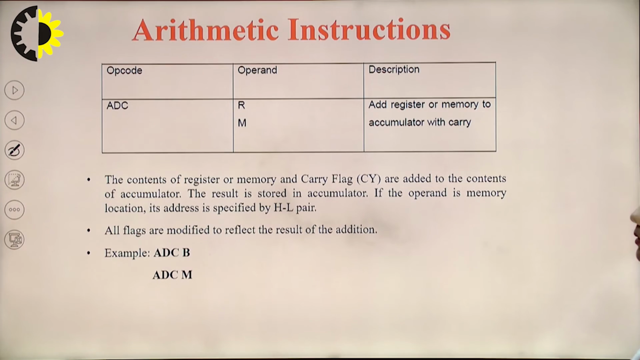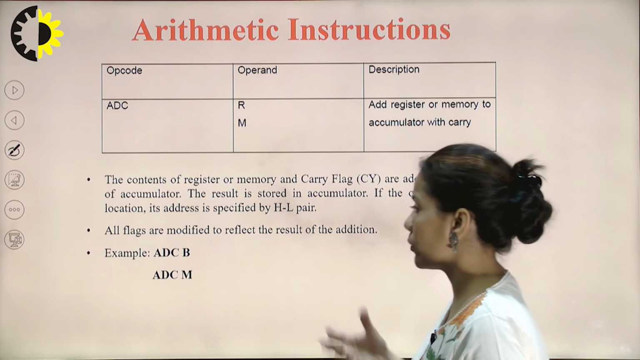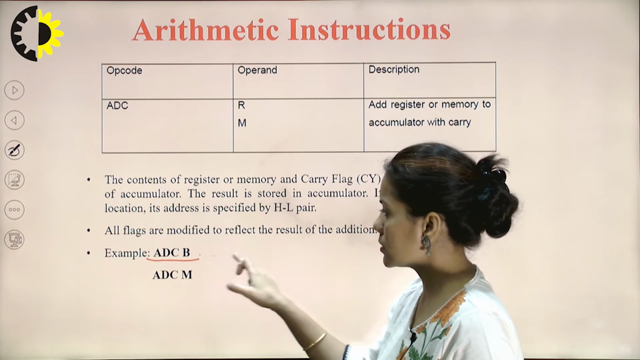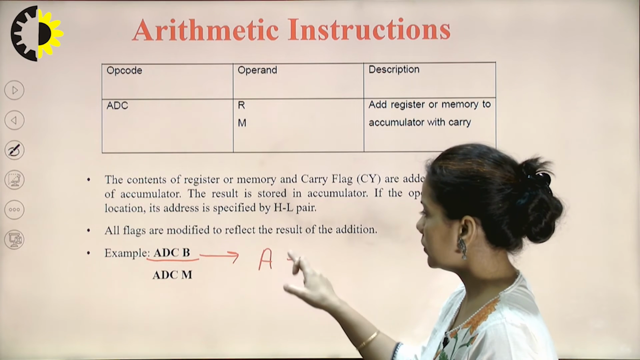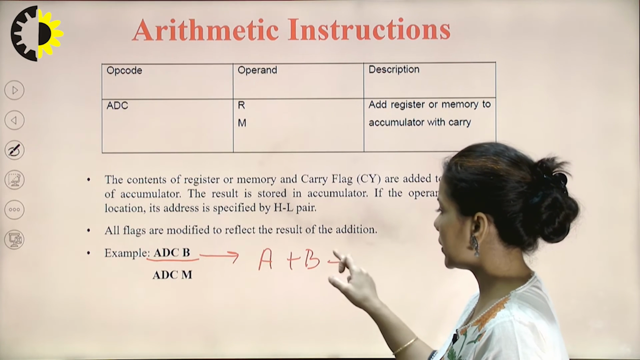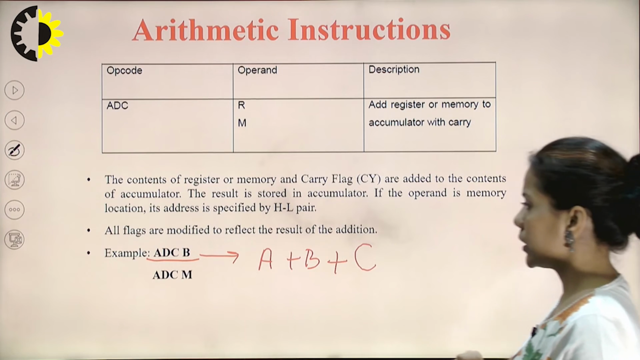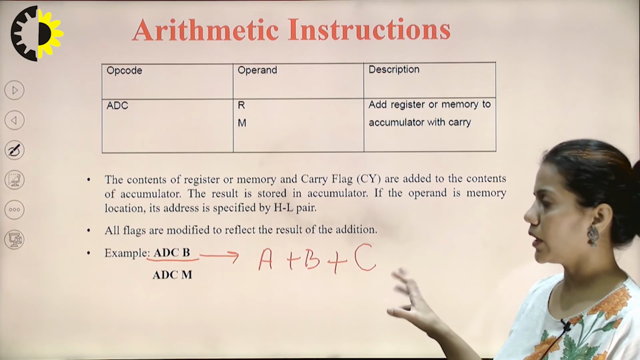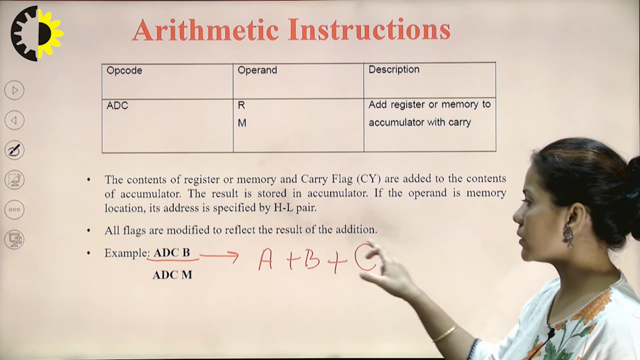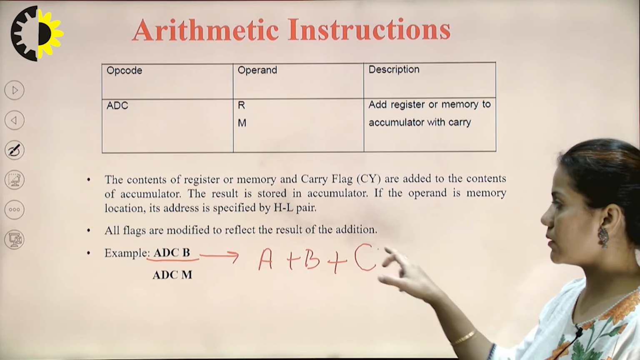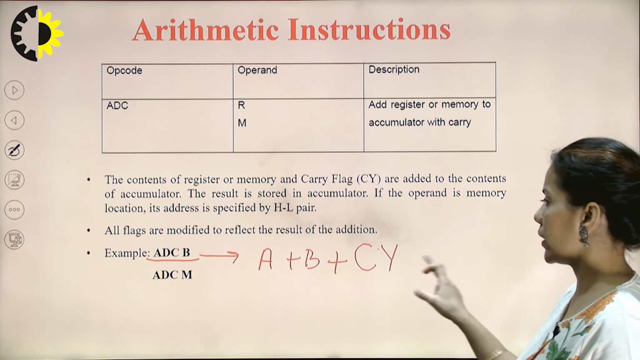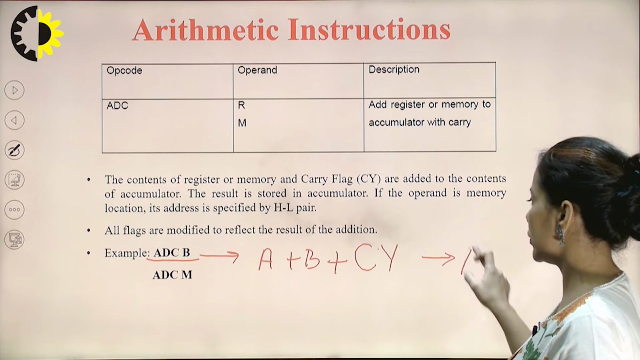ADC means the addition is being performed along with the carry. This instruction denotes accumulator equals B plus accumulator plus carry, that is the carry flag. This is not a register, but what I am denoting is the carry flag, and the result will go into the accumulator.